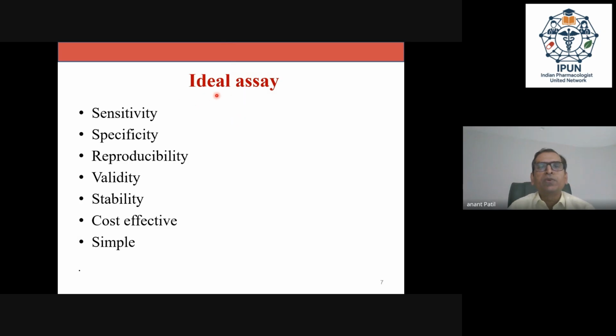Now, if the assay has to be performed, of course, we should know what is meaning of the ideal assay. And nothing is ideal. Go as close as possible. So ideal assay would be sensitive. It should be specific. It should be reproducible. It should be valid. It should be stable. It should be cost effective. It should be simple. I'm not going to go into details of all of this because these terminologies are self-explanatory. Because if we go into details, that will take more time. But the focus today is about actually calculating the unknown concentration and doing different kinds of bioassays.